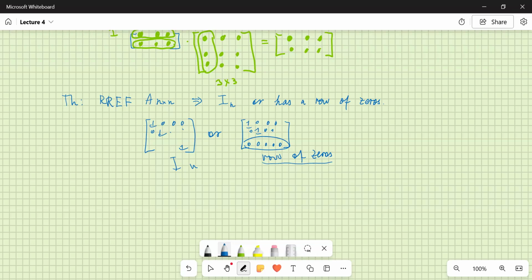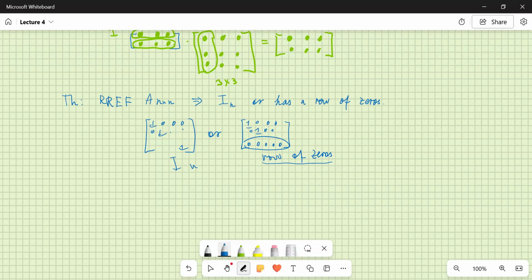Why? Because we constructed our method to either have only ones like this, or have some ones and maybe one empty row. So we don't have any other option. We cannot have, for example, a one in the second position here and a one in the second position in the last row. I'm trying to explain what their options are.